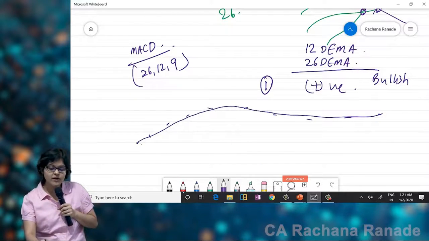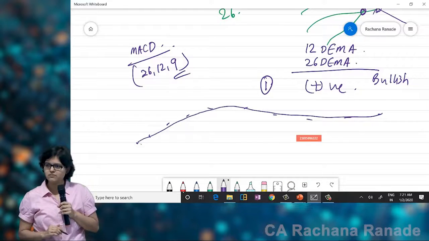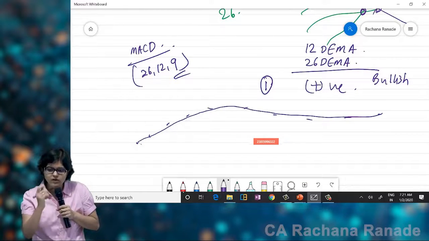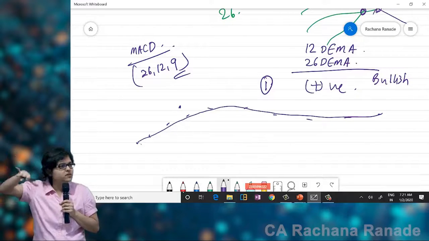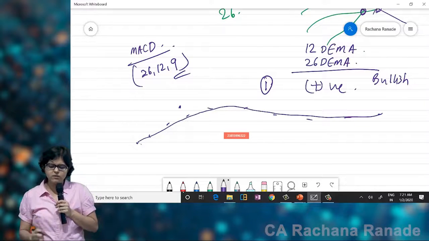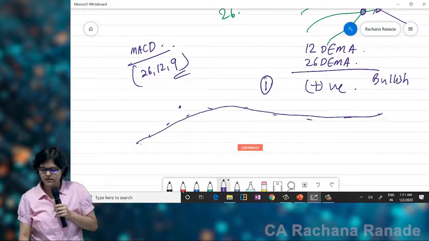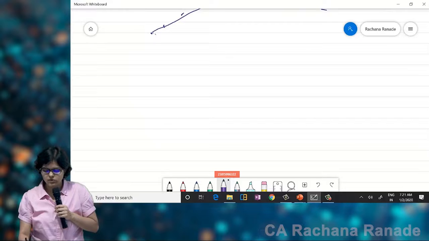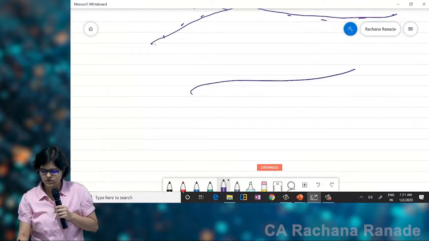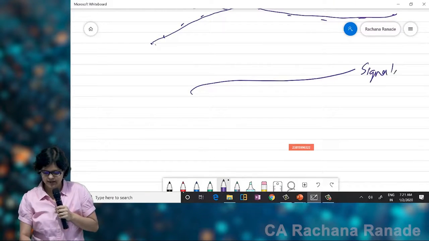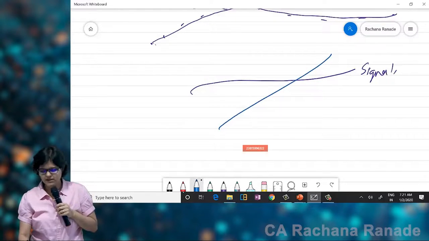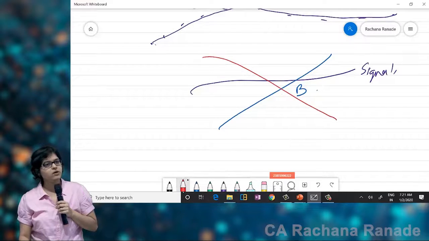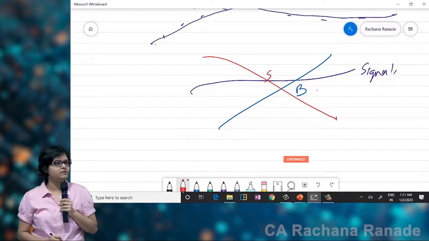Now this 9 points ka average is one point on the signal line. So that's how the signal line will start its journey. Okay. What was the thumb rule for that? If MACD line cuts the... So, assume this is the signal line, and let us say the MACD line is cutting like this. Then it's a buy signal, a bullish signal. And if it is cutting it from above, it's a sell signal which is generated.